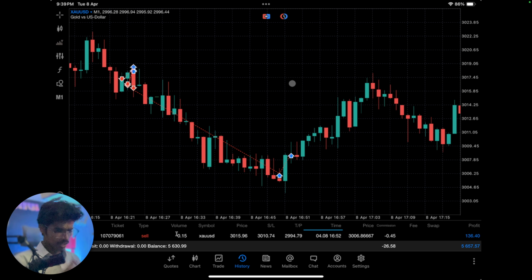Now I had to take this trade from this point to this point, but actually this trade needed to be taken from this point to this point. So there was a little slippage in the trade which I took, and it won me around $136. So let's dive into how I took this trade, why I took this trade, and what is the reason behind it.